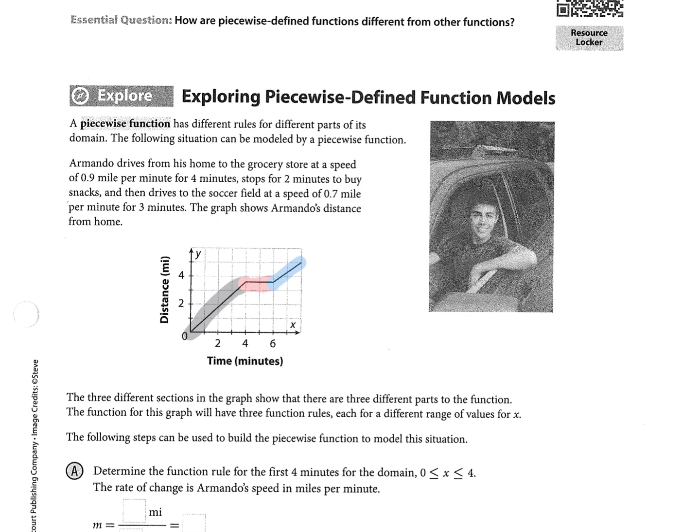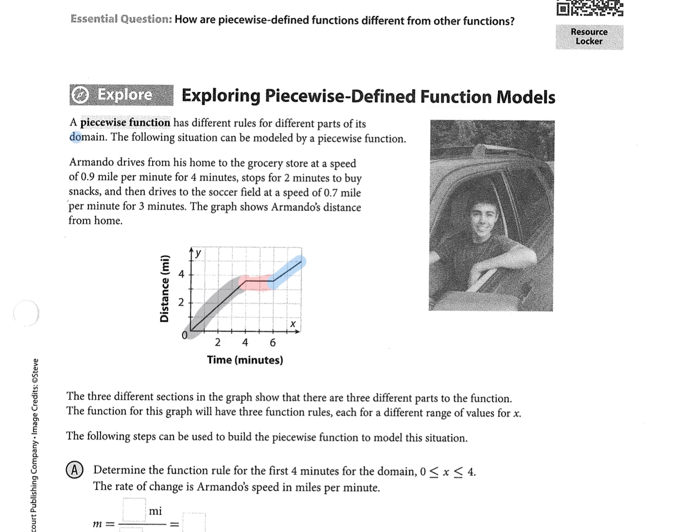The 3 different sections in the graph show that there are 3 different parts of the function. The function for this graph will have 3 function rules, each for a different range of values for x. The domain refers to the inputs. What values can you put into the function? Over here where it talks about rules, that's referring to different equations. It will have 3 different equation pieces, one for each part of the graph.